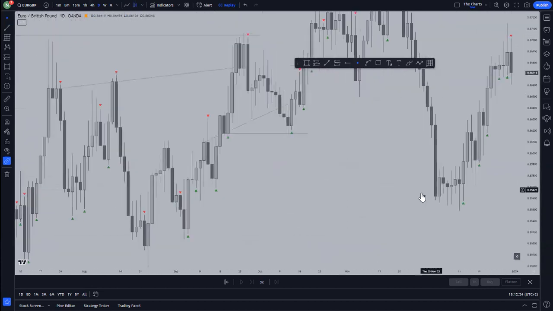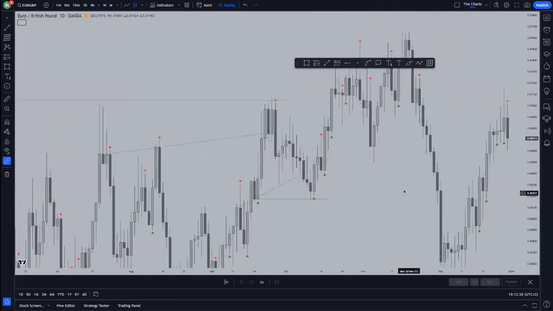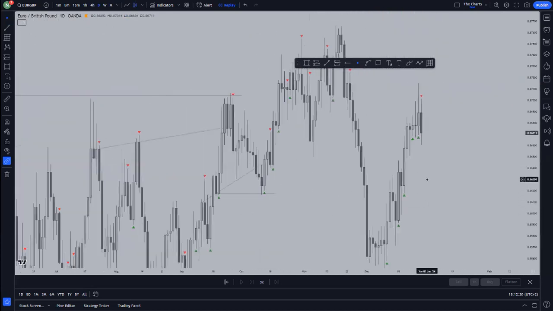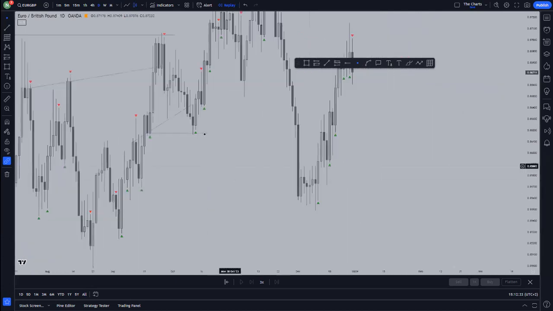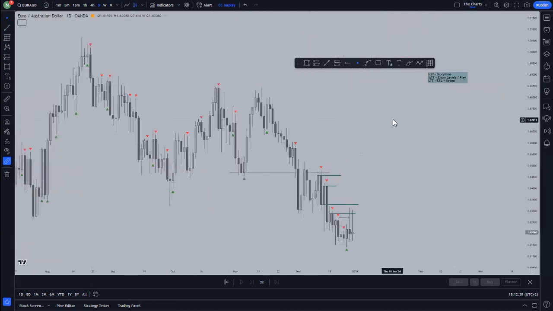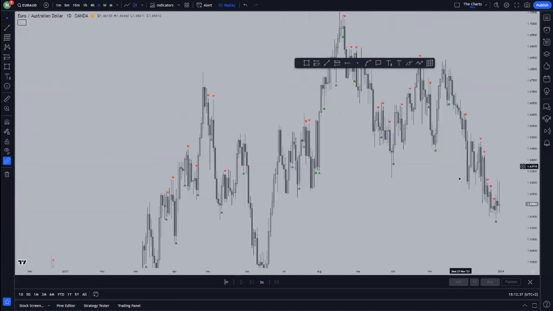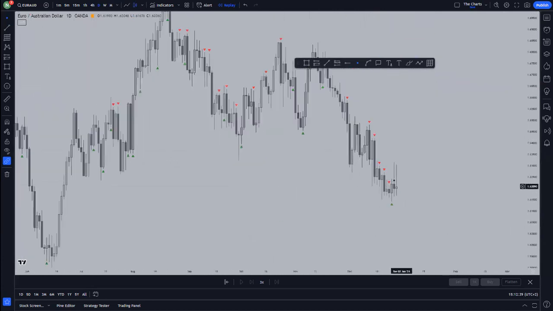So don't base your analysis on the trend line. Just look at the SNR levels and use this to identify more confluences. So let's look for some other examples, and you can see that sometimes it's going to be messed up.